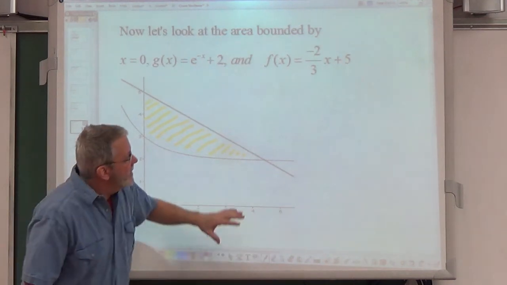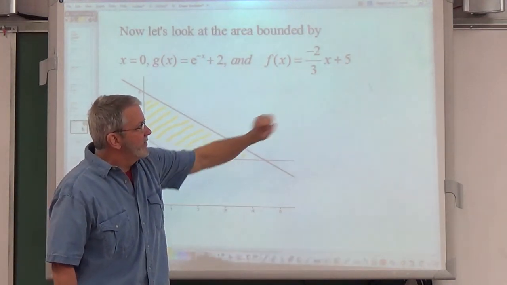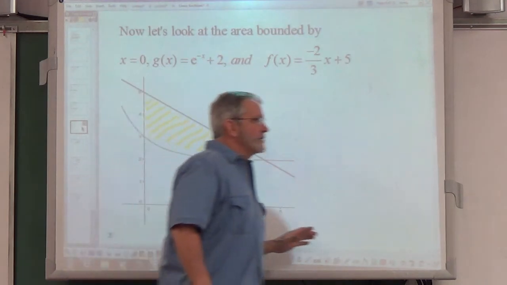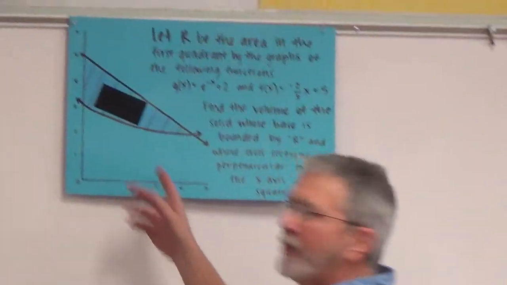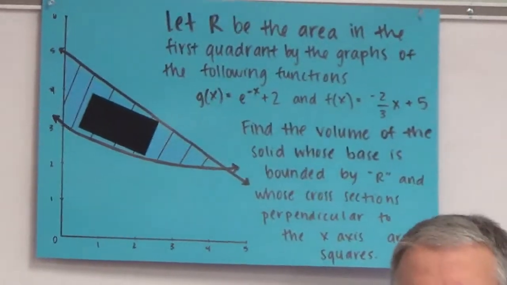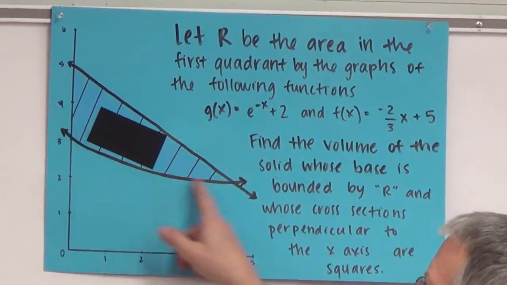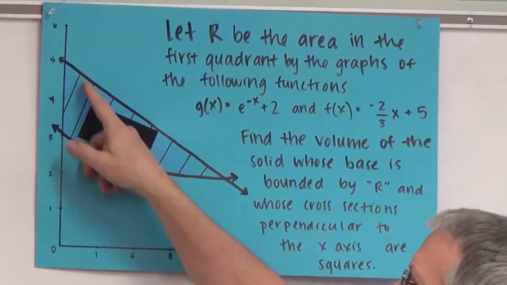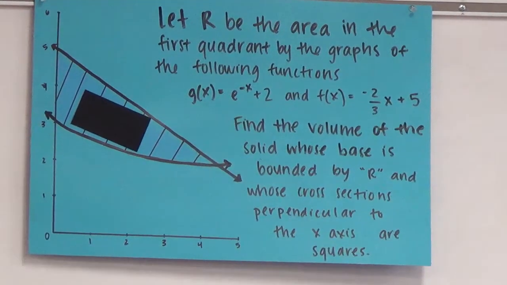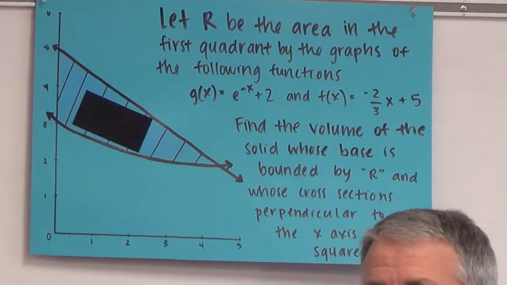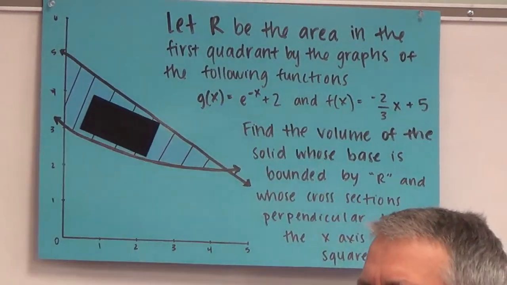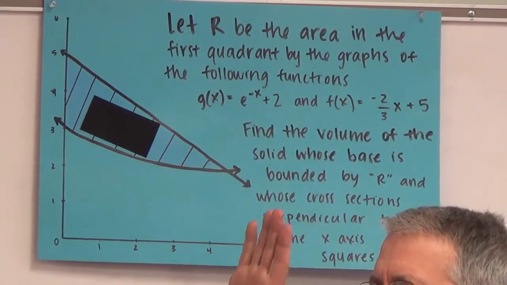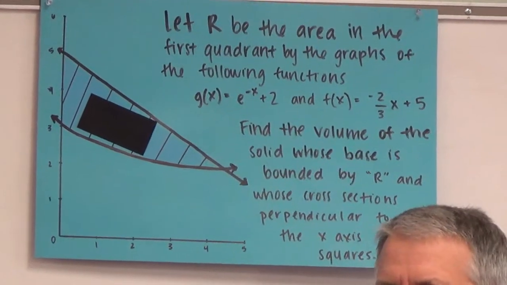I have a little manipulative over here, and I want to show you what I'm talking about. This is tremendously hard to envision. So I have the same graph here. We have the exponential, e to the negative x plus 2, and I have the linear equation. The base of the solid is going to be bounded by this area, but cross sections perpendicular to the x are squares.